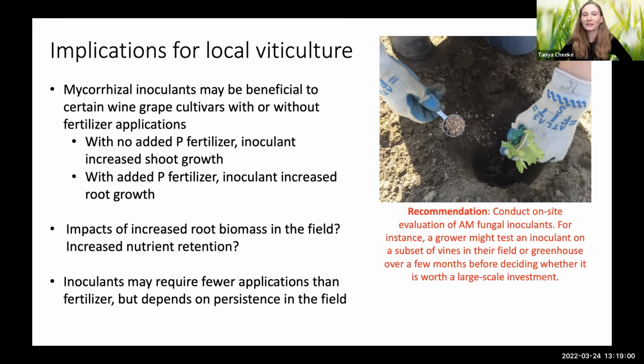So what we recommend is conducting on-site evaluations of mycorrhizal inoculants before applying them on a broad scale. And you can do this fairly easily, like you could do it in pots, either in a greenhouse or outside, or in a small area of a field, just to test to see if the inoculant seems to work in your situation.